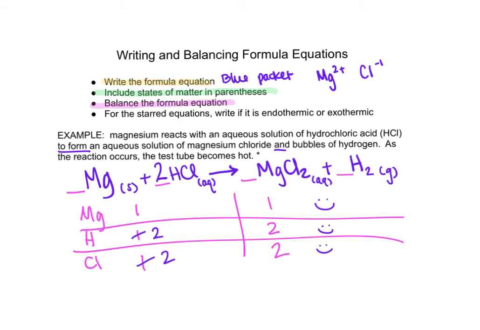Lastly, we are going to write whether or not the reaction is endothermic or exothermic for any starred equation. And you can see we have a starred equation here. So there's enough information to tell you whether it's endo or exothermic. Remember, endothermic means heat is absorbed. Heat absorbed. And then exo means heat is released. So in our example here, it says, as the reaction occurs, the test tube becomes hot. So that would mean that heat is being released, and we would say this is an exothermic reaction.